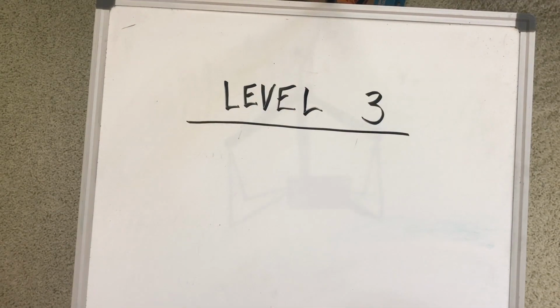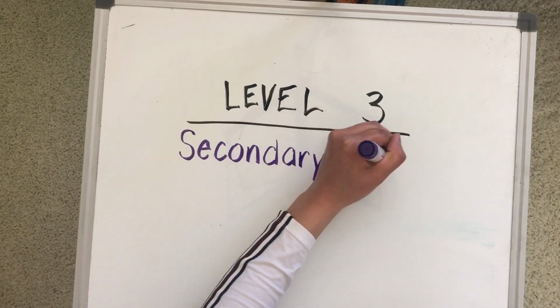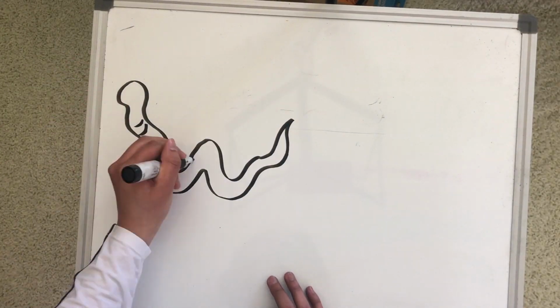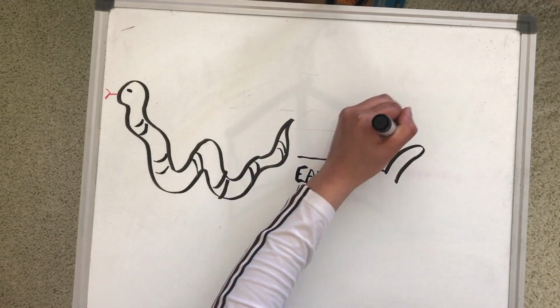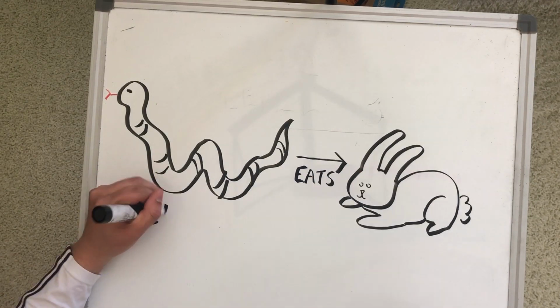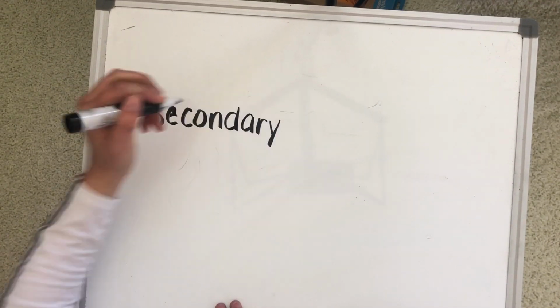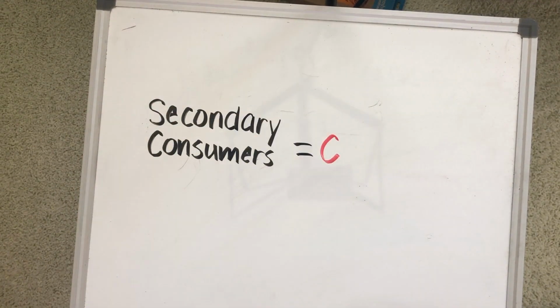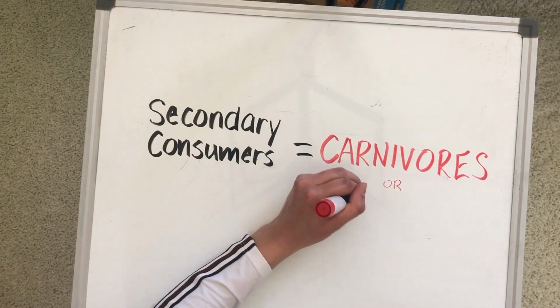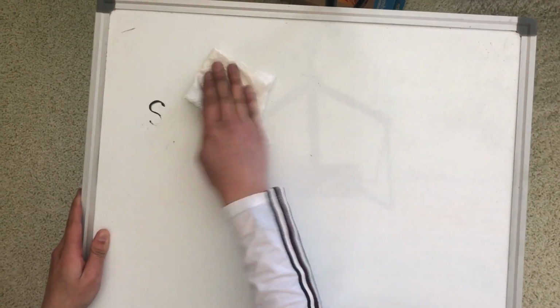Next on our food web comes level 3, our secondary consumers. Secondary consumers include organisms like our snake. They eat the primary consumers, such as a rabbit or mouse, in order to get energy. These consumers are usually carnivores, or so-called meat eaters. They can also be insect eaters.